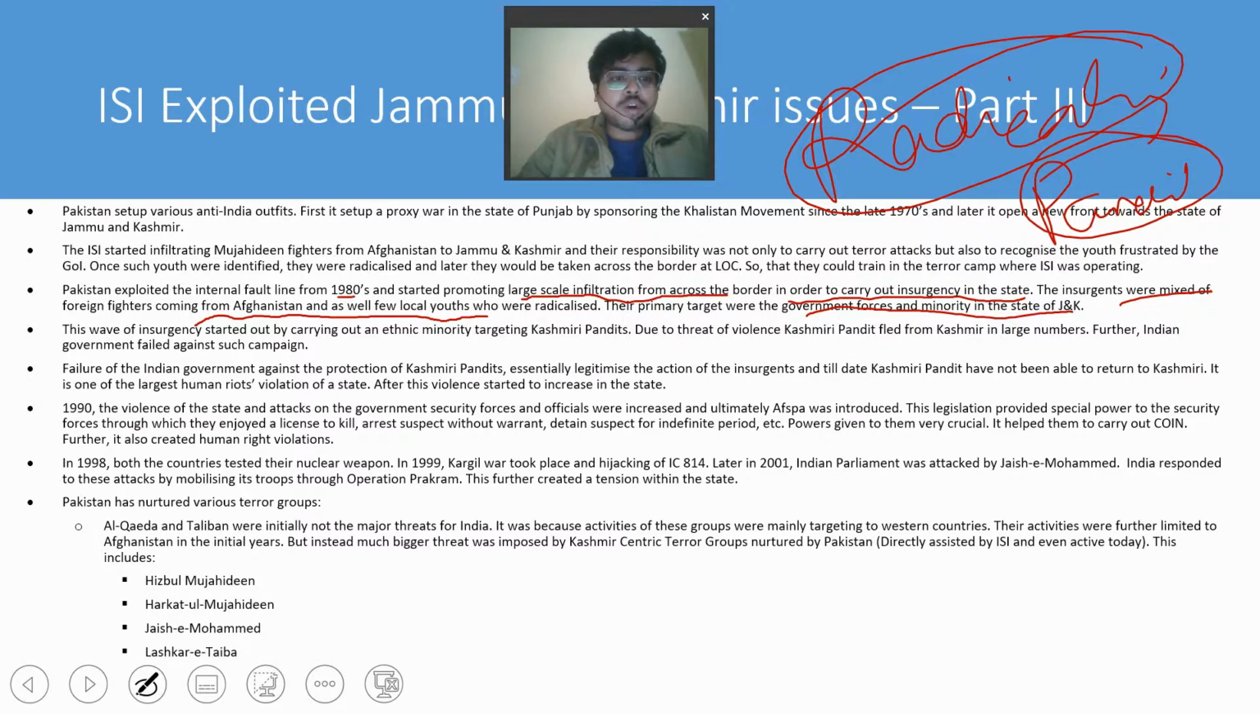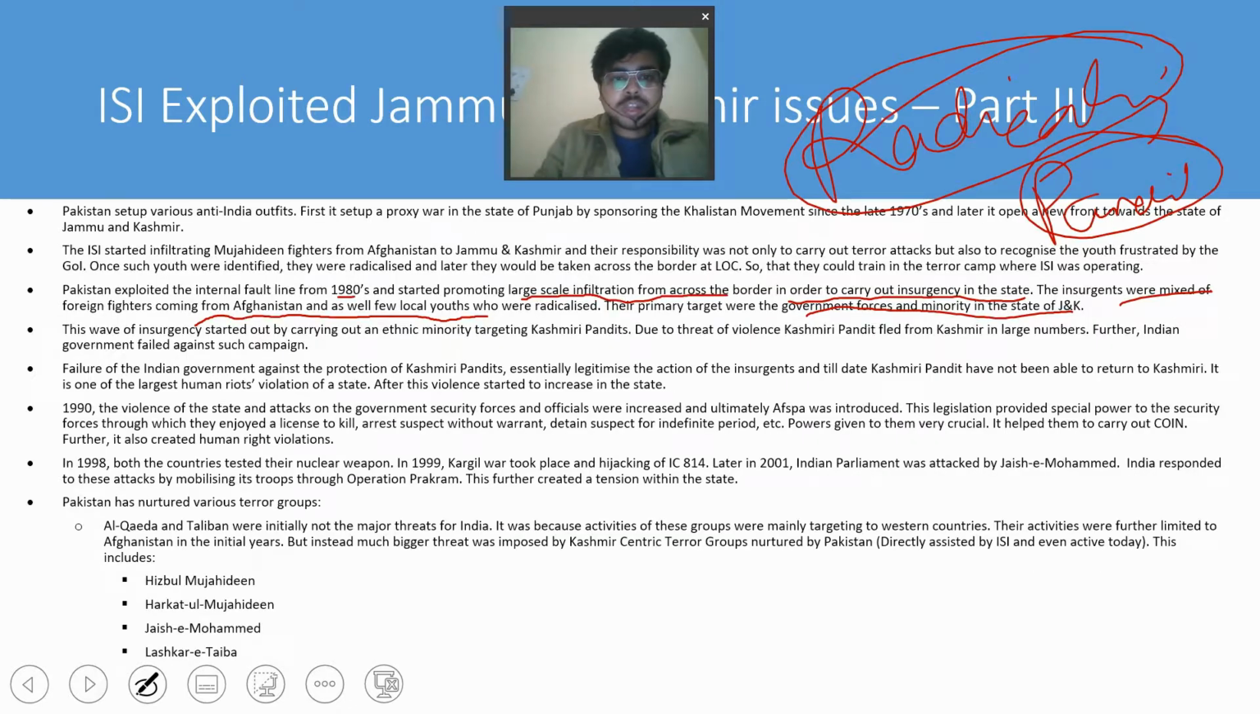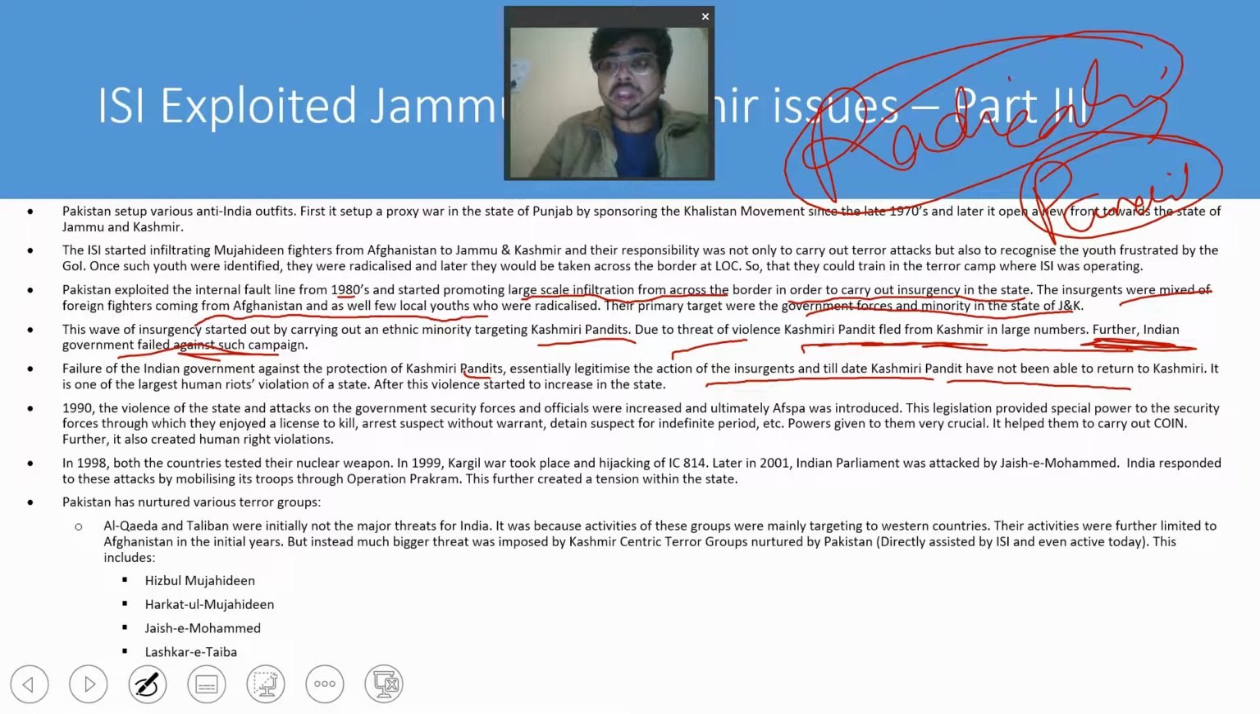The wave of insurgency was started by targeting the ethnic minority, the Kashmiri Pandits, and due to the threat of violence, Kashmiri Pandits fled from Kashmir in large numbers. Further, the Indian government failed against such a campaign. This failure of the Indian government to protect Kashmir essentially legitimized the actions of the insurgents. To date, Kashmiri Pandits have not been able to return to their homes, and it is one of the largest human rights violations of the state.